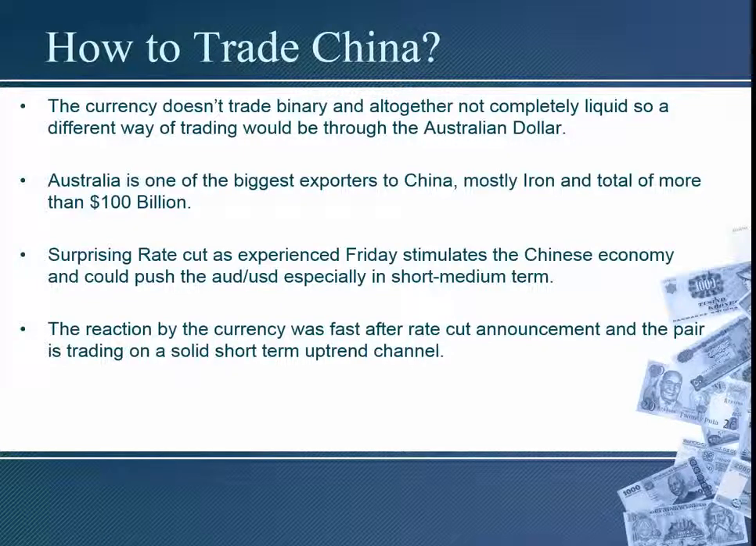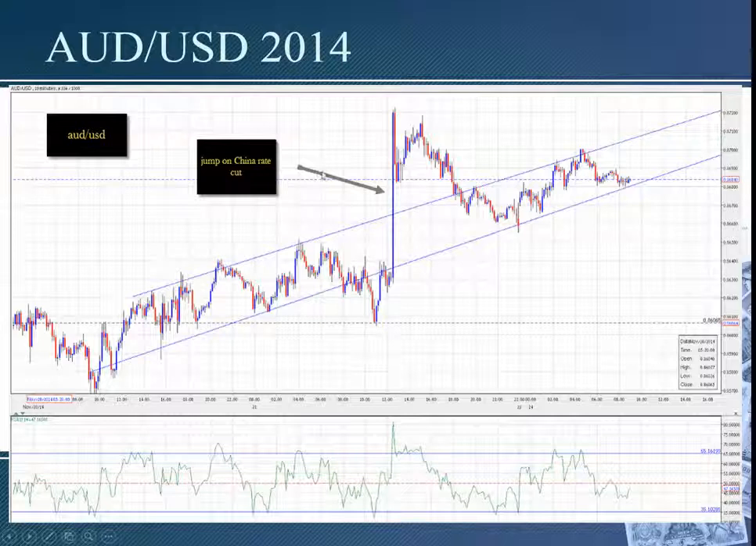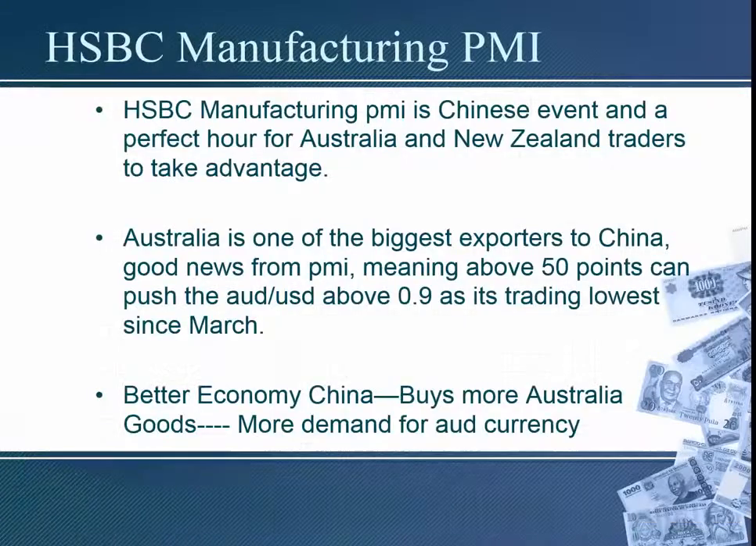You can get them from Netdania, and they will show you exactly how to do correlation trading. So here's the Australian dollar US dollar chart. Now, here's the jump on the China rate cut that I was talking about, this uptrend channel. You can see all the statistics here. And you can actually put in any currency you want, but when you're trading specific events like China, the Australian dollar is a good one.